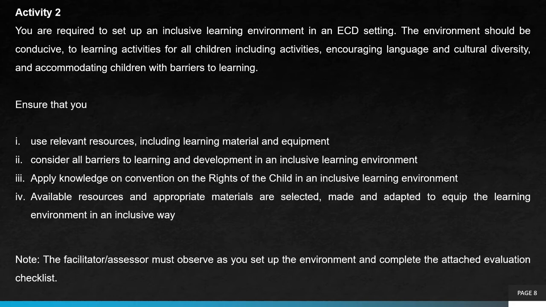Now, what do we have to ensure? Because this is the criteria that is given to you. You've got to use relevant resources, including learning material and equipment. You've got to consider all barriers to learning and development in an inclusive environment. Apply knowledge on the convention of the rights of the child. So we actually have to go look at the Children's Act, and we've got to take something from the Act and include it in this specific task we are doing.